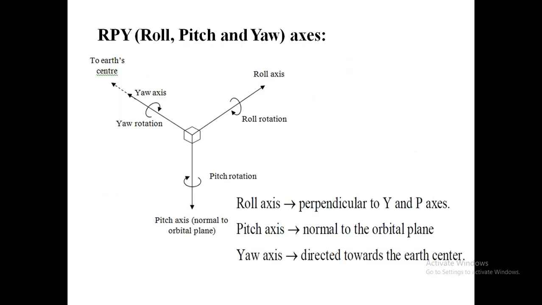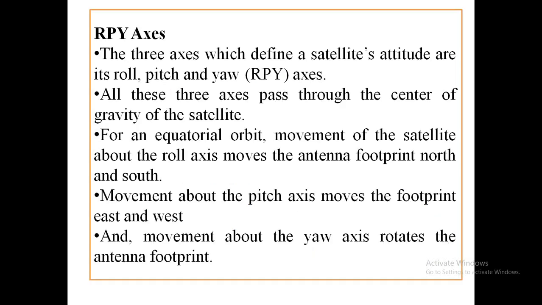RPY. RPY stands for roll, pitch and yaw axis. Roll axis is perpendicular to yaw and pitch axis. Pitch axis is normal to the orbital plane and yaw axis is directed towards the Earth's center. The 3 axes which define a satellite's attitude are its roll, pitch and yaw axis. All these 3 axes pass through the center of gravity of the satellite.